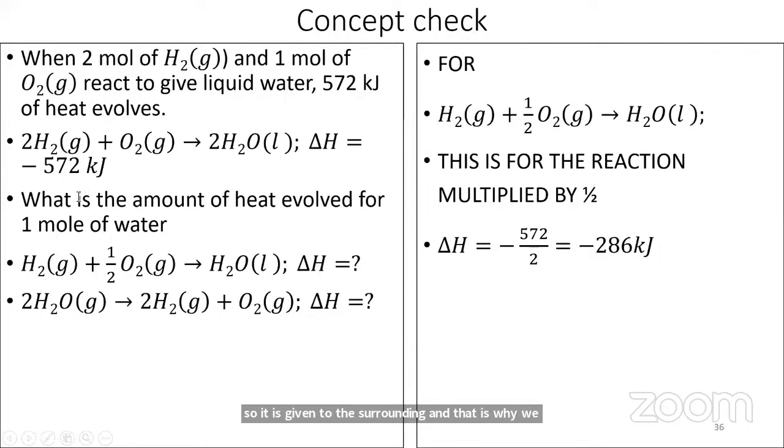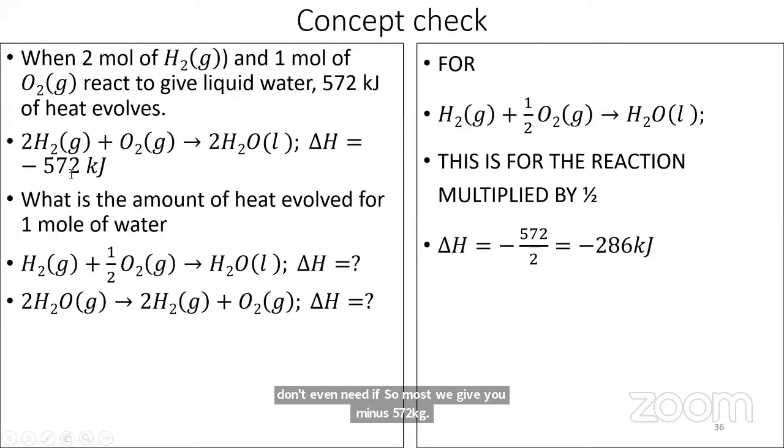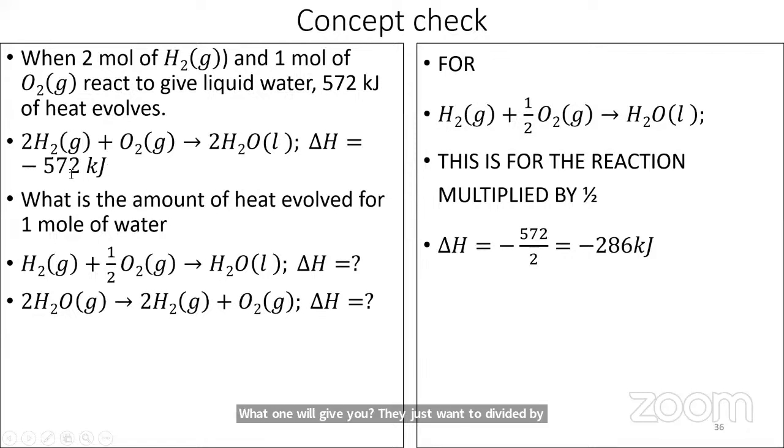So the question is, what is the amount of heat evolved for 1 mole of water? This is just a simple calculation. If 2 moles will give you minus 572 kilojoules, what will 1 mole give you? You just divide this by 2. That will give you 286 kilojoules. So this is just a simple calculation.